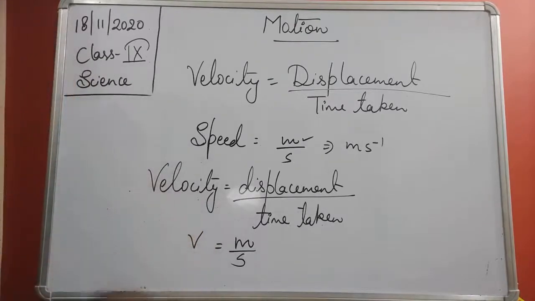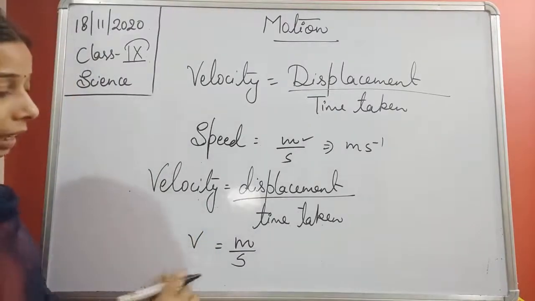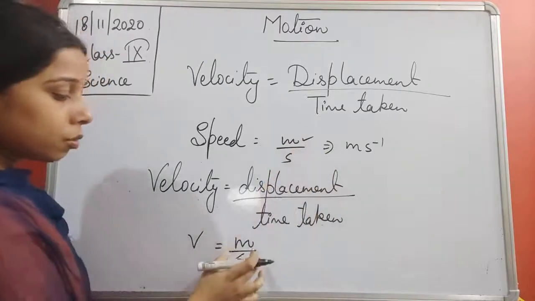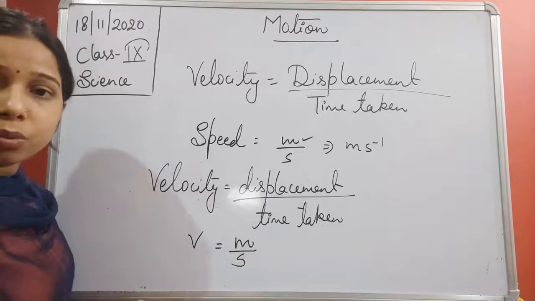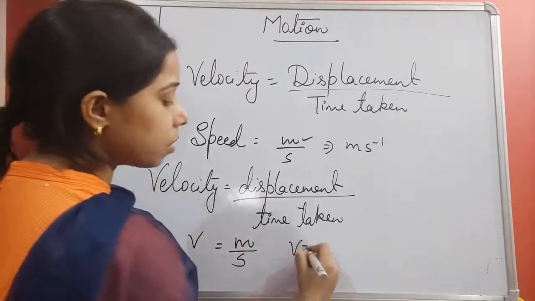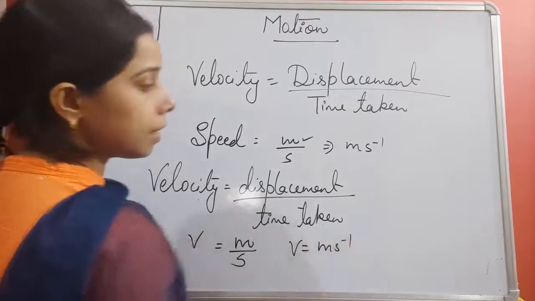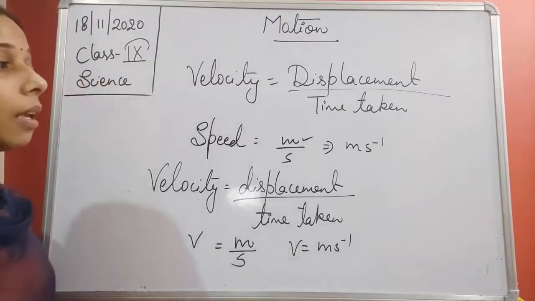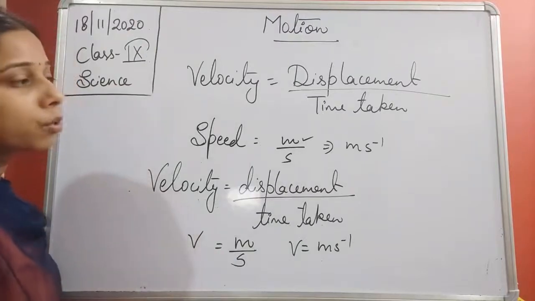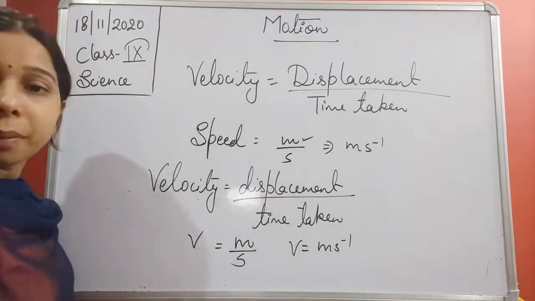Okay, now you see. Here we have written meter. I am saying the distance is also displacement. So yes, both of them are the same thing, students. Both of them are represented by meter. So velocity will be equal to meter per second. Now you can see here the SI unit of both of them, that is the speed and the velocity, is meter per second.